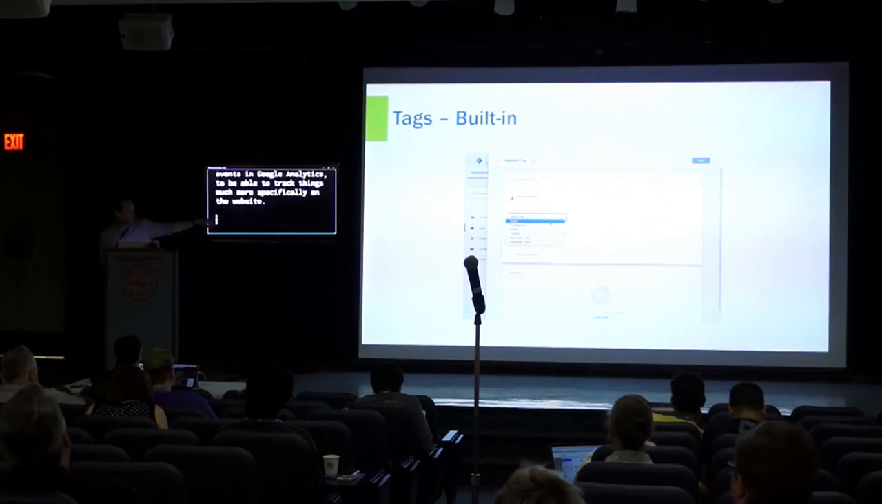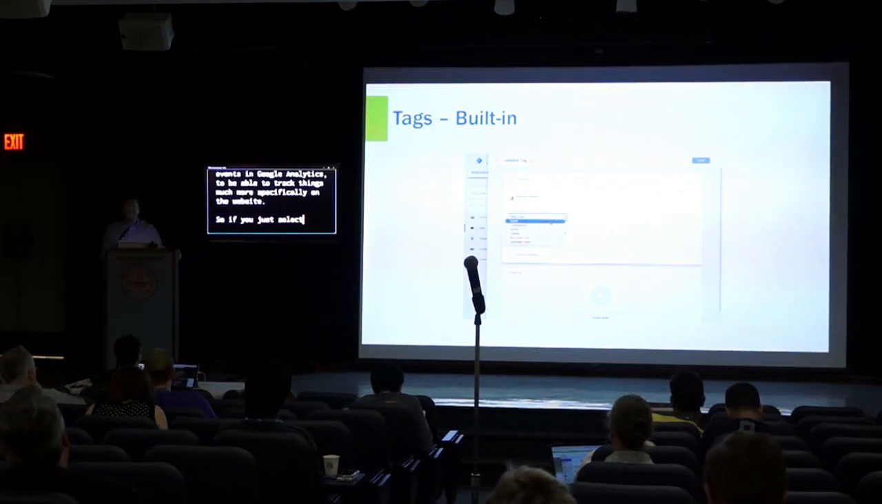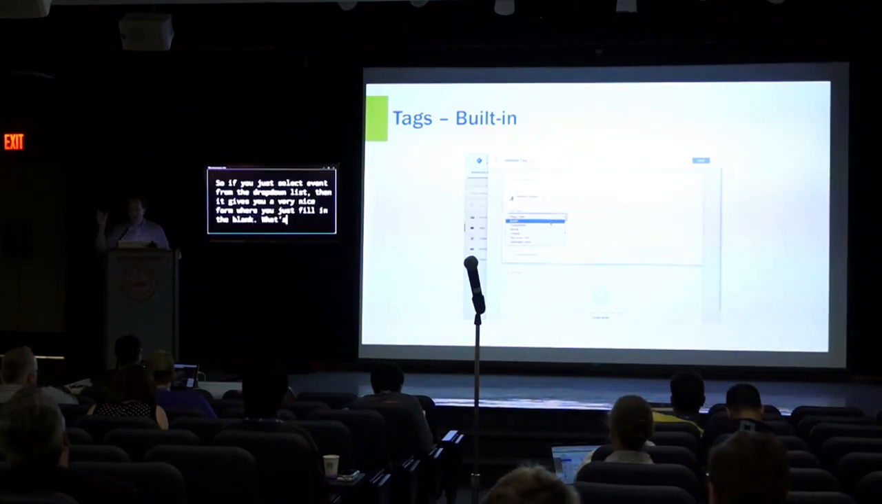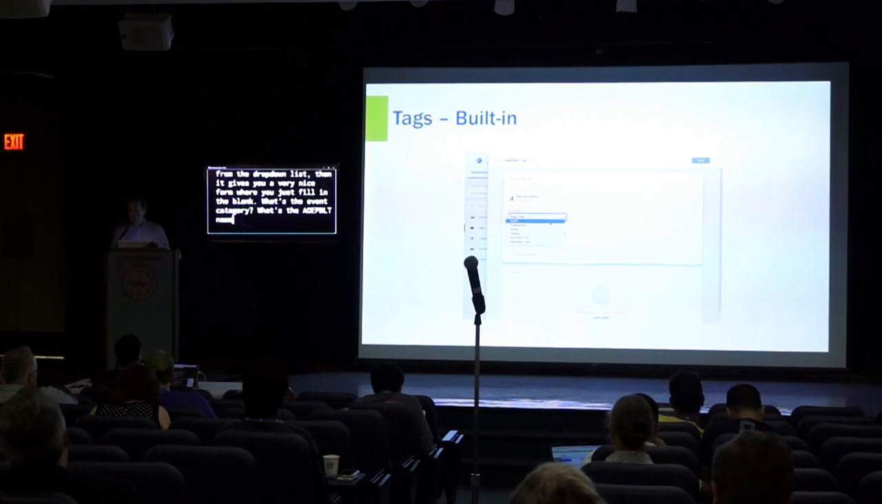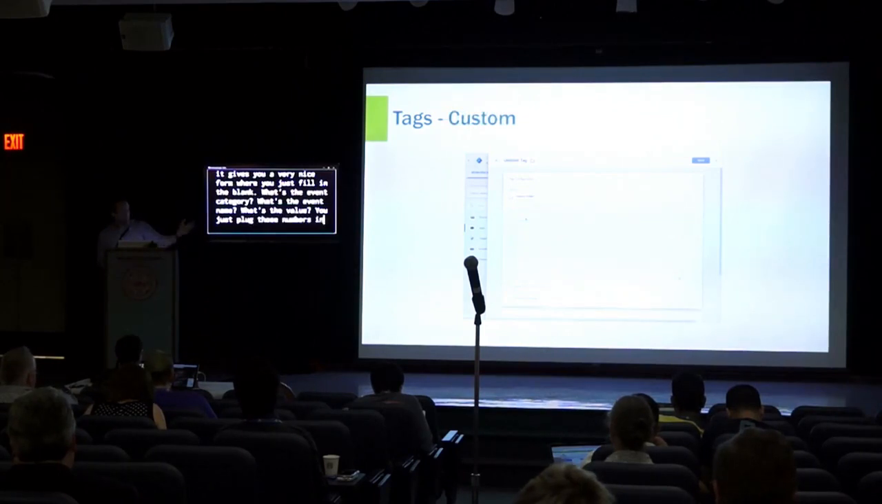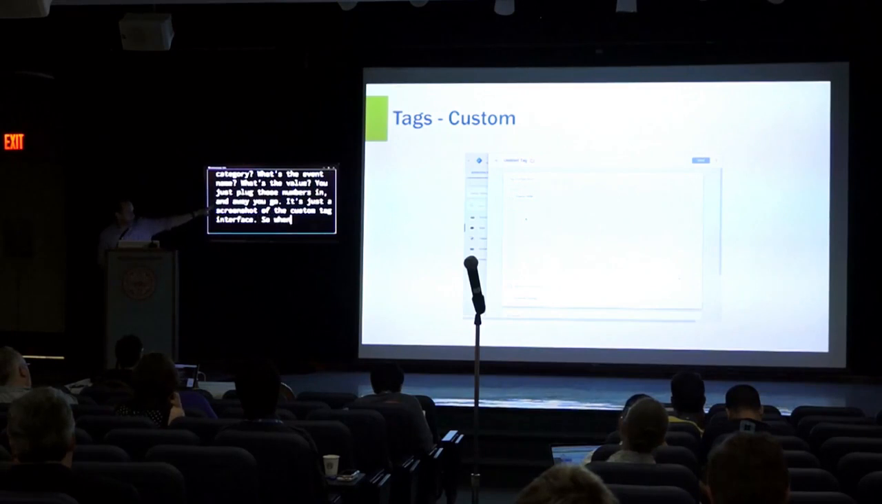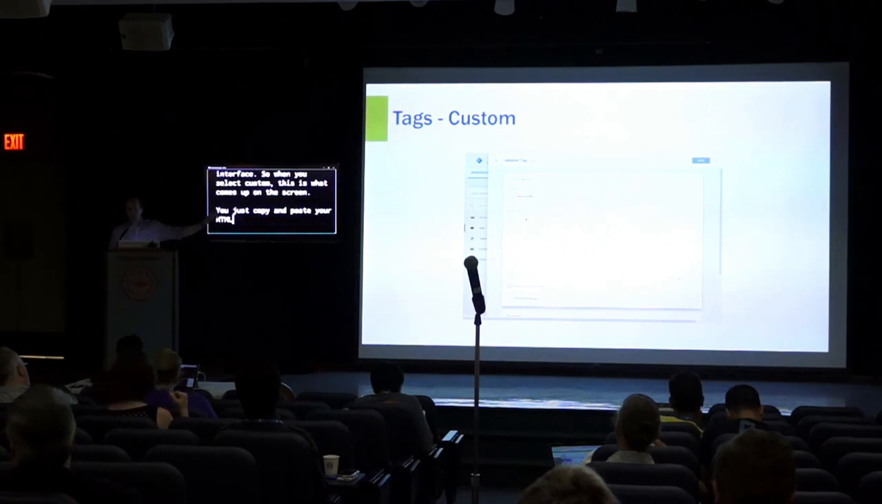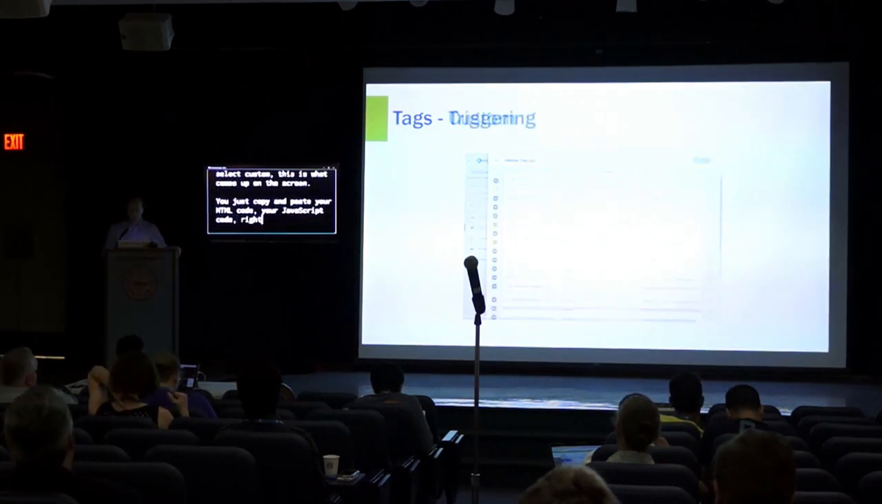If you just select event from the drop-down list, it gives you a very nice form where you just fill in the blanks. What's the event category? What's the event name? What's the value? You just plug those in, and away you go. This is just a screenshot of the custom tag interface. When you select custom, this is what comes up on the screen. You just copy and paste your HTML code, your JavaScript code, right into that window, and you're done.